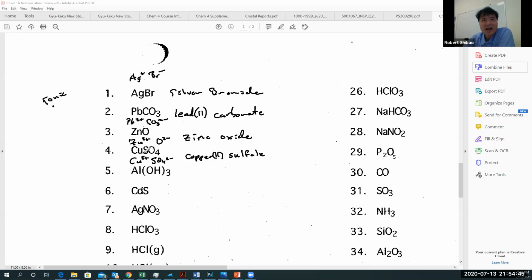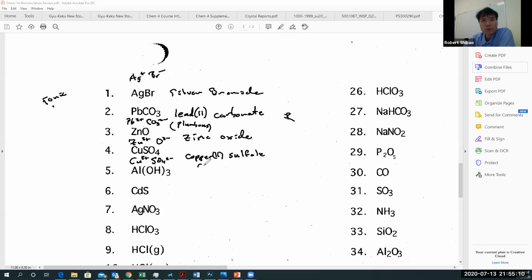Copper 2 is the higher charge, of +1 and +2. So this is also called cupric sulfate. This is also called plumbous. +2 is the lower charge, +4 is the higher charge here. And so lead is 2, 4. And so this would be plumbous carbonate.